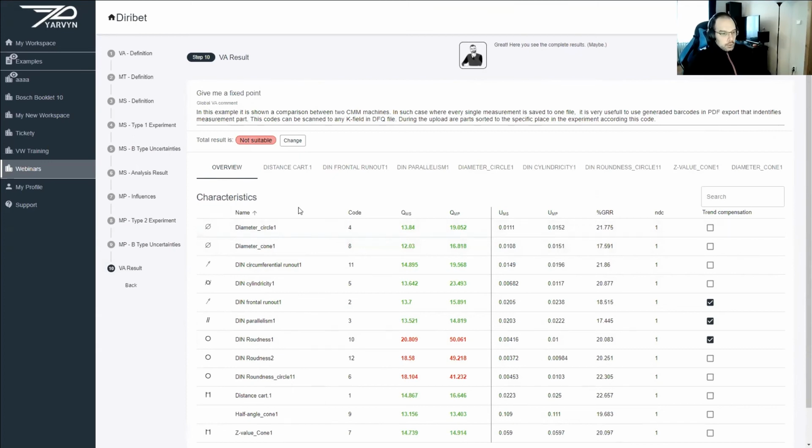In this overview are the most important results from the Validation Act. You can see we have the QMS and QMP from the VDA 5 and ISO standards. You can have the uncertainties, and from the MSA we have gauge R&R and NDC. For the color coding, green and red, we use this only for the QMS and QMP.